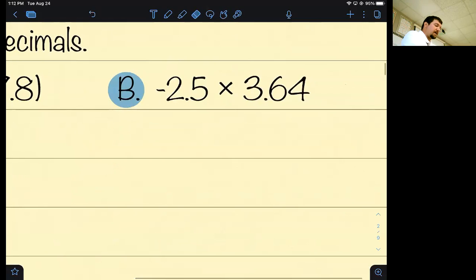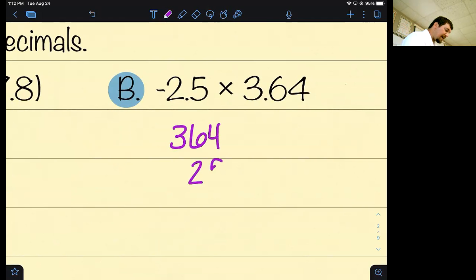Negative 2.5 times 3.64. Jace, which number has the most digits? 3.64. Yep, so I'm going to write 364. Now you're free to write the decimal points in the problem. The reason that I don't is because I see a lot of students line up the decimal points. Do not line up the decimal points when you're multiplying. That is only an adding or subtracting thing.